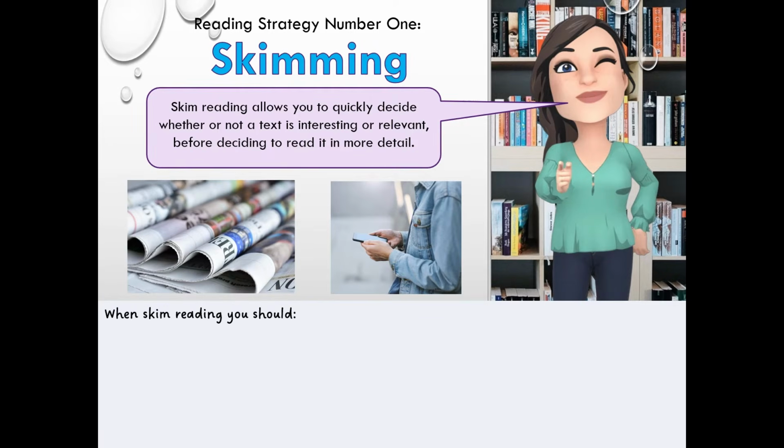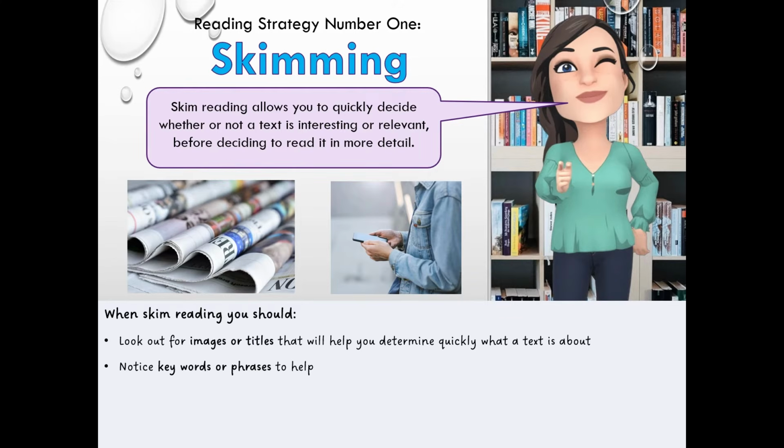When you skim read, you should look out for images or titles that will help you determine quickly what a text is about. An exam question might ask you, what is the purpose of this text? And that can be established through skimming. Also, notice keywords or phrases to help you locate important sections of the text. Maybe you need to find a certain section in order to find an answer.